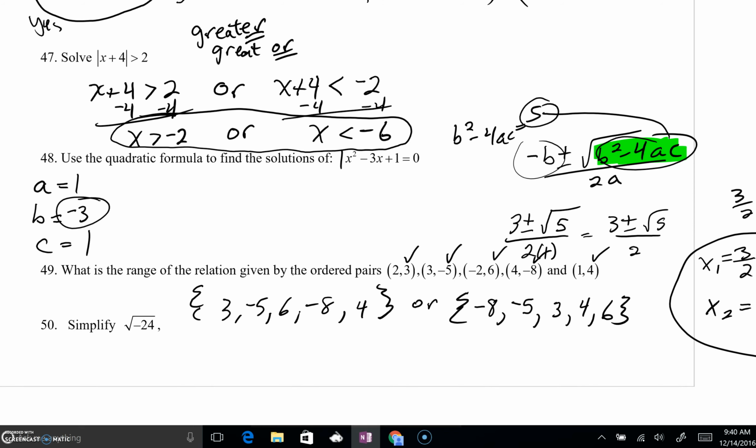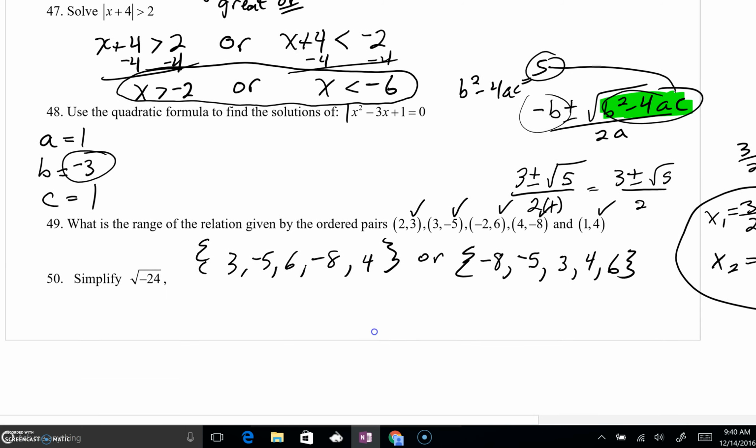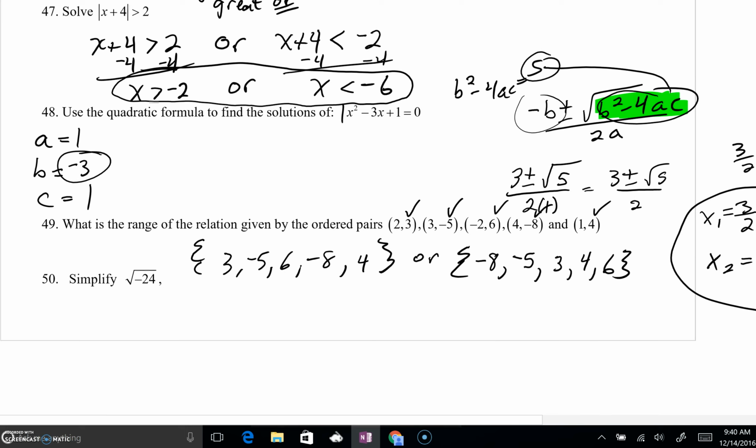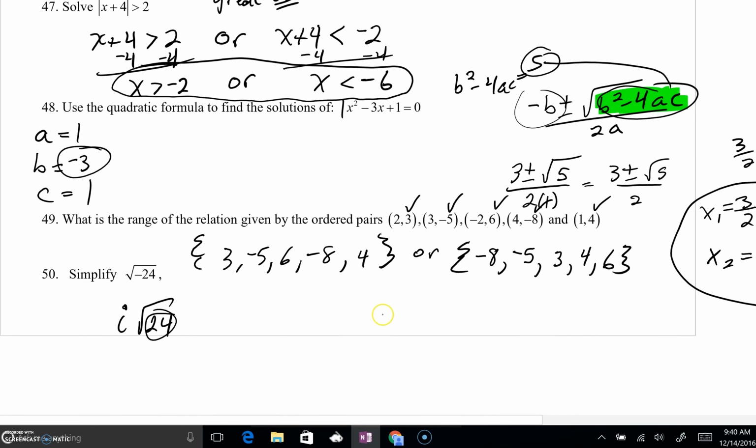Guys, one more problem and then we're through. Problem number 50, square root of negative 24. You see a negative inside of a radical, take out an i. You'll have i radical 24. Then what? Well, the big question is, could 24 be simplified? And it can. Look at your first prime, look at a 2.